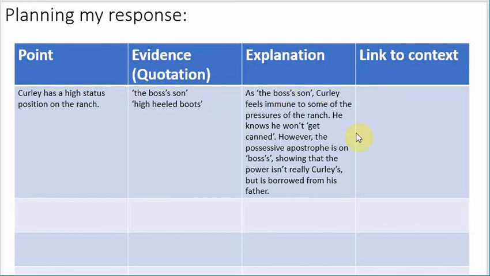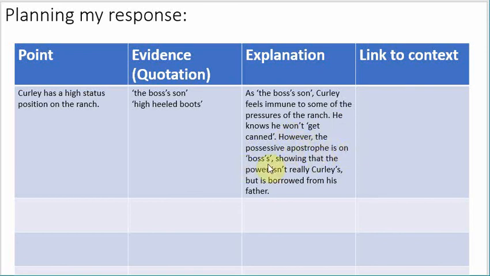And notice how the explanation has made that so much longer. The explanation should be the biggest part of your answer. That is where the biggest part of the marks are going to come from for you. So we've put here the boss's son as our quotation to say it's a high status position. And then we've said, as the boss's son clearly feels immune to some of the pressures of the ranch, he knows he won't get canned. And we've put that other quotation in there just because if you can put a quotation in and you know it and it's only a couple of words, you might as well.